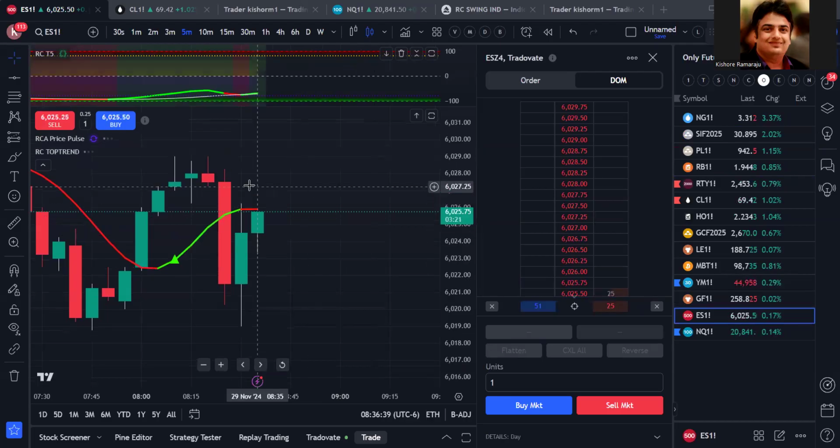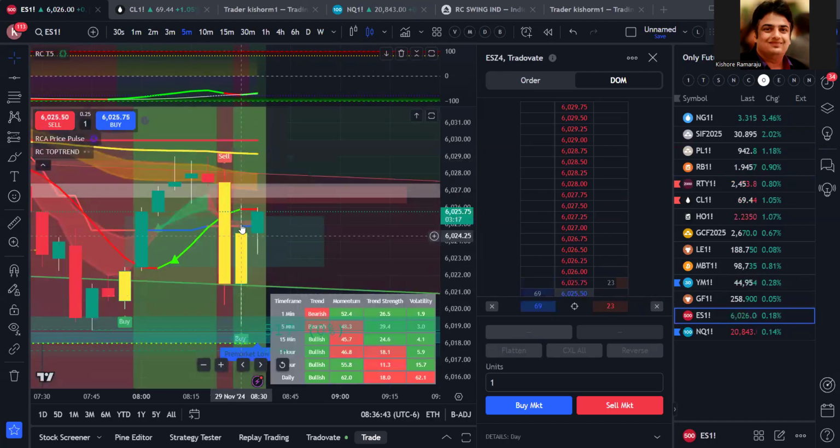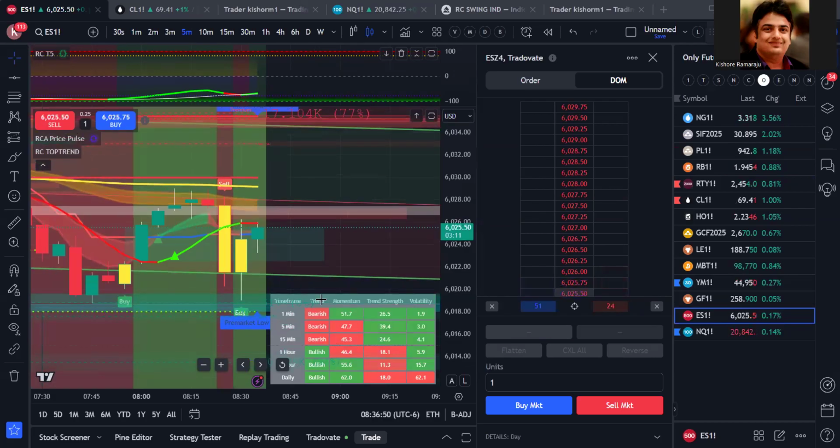So for the first 5-10 minutes when the market opens, the candles will be very big, up and down. So that's why it is a little risky to trade. Suddenly it went down 5, 7 points, 7, 8 points, and again it is going up.